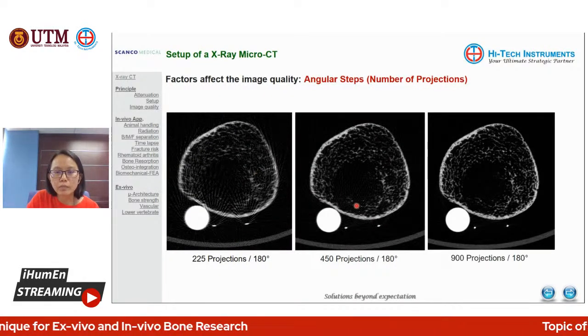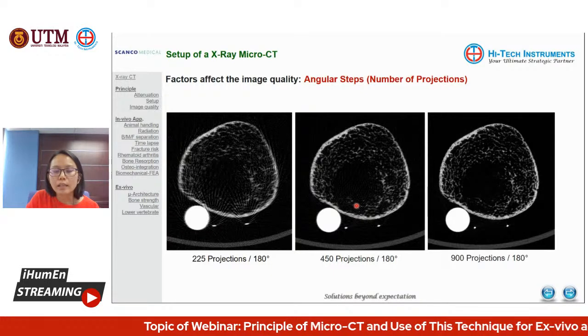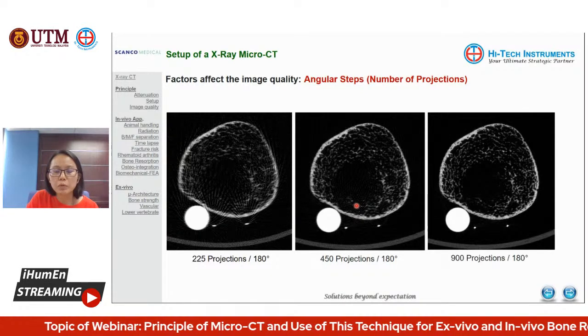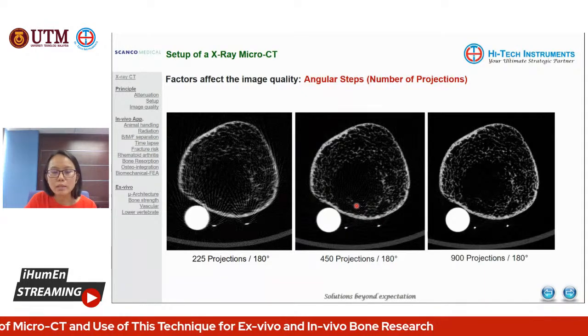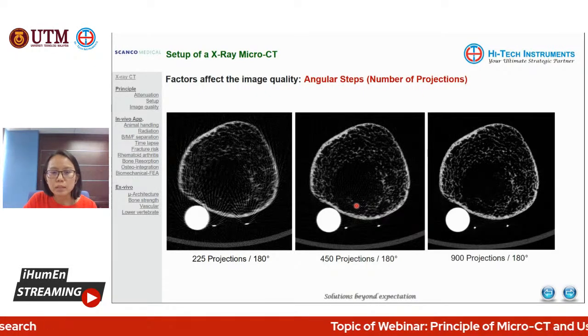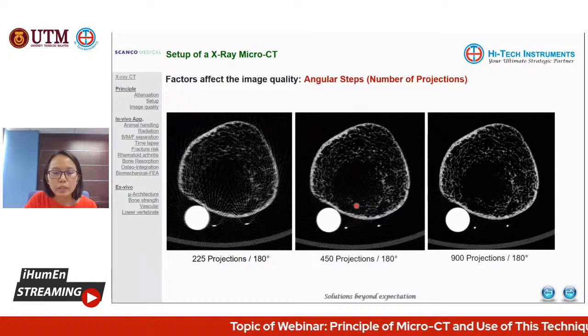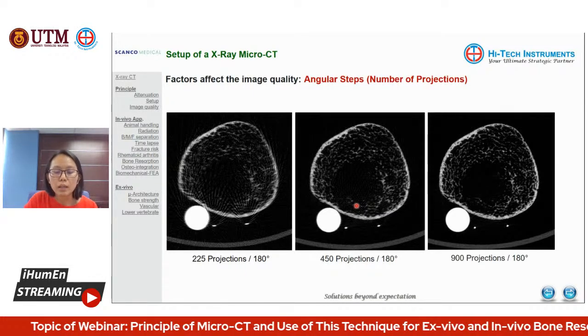So for live animals, whereby the radiation exposure is a critical factor, it will become an issue, so you need to look for an intermediate, look for a balance, whether you require a fast scanning or a good resolution with good data. That's also one of the criteria you need to consider before you start the in vivo live animal scanning.